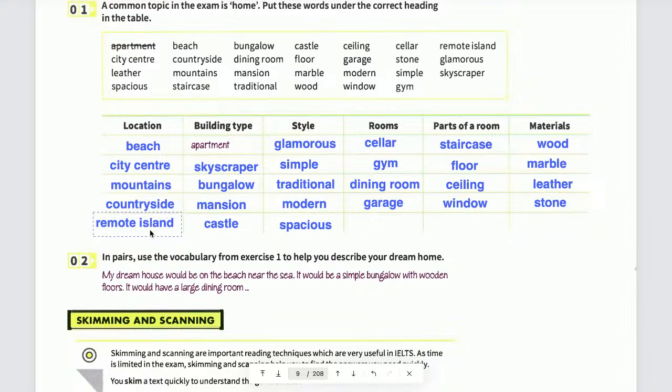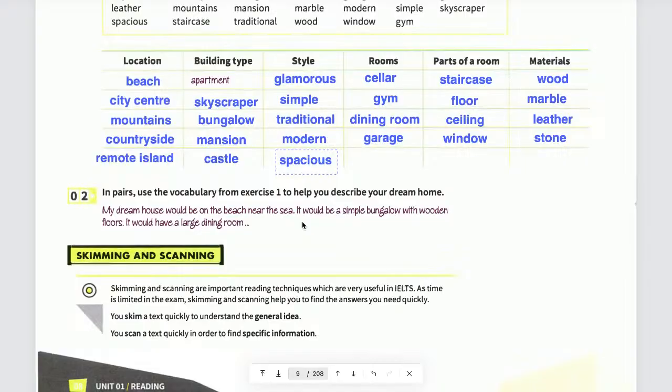Most of them you understand, so we can move forward and try to memorize all the words here. If you don't know anything, then you just need to learn. Hương, staircase, what does that mean?